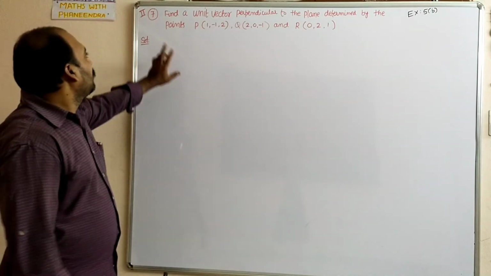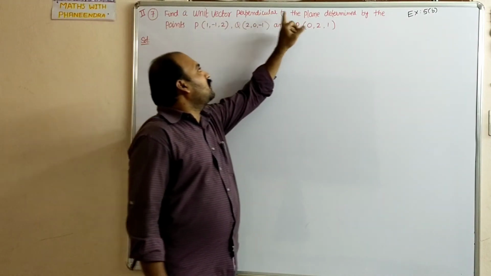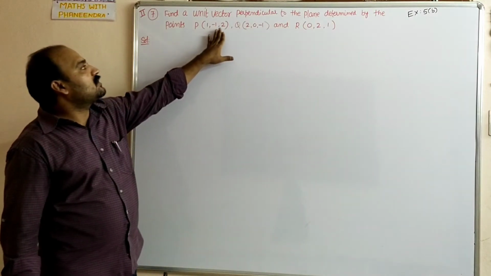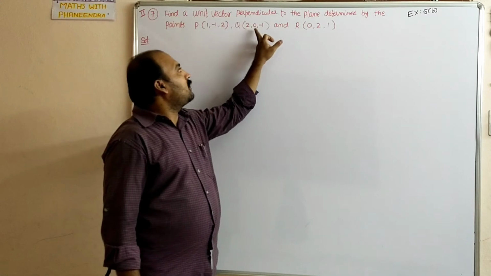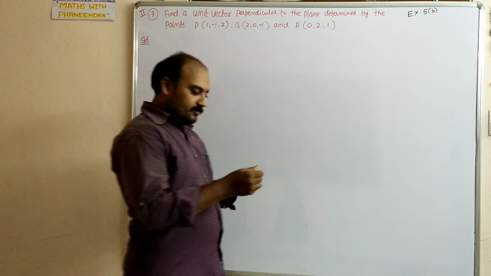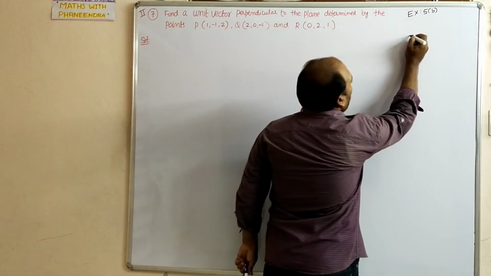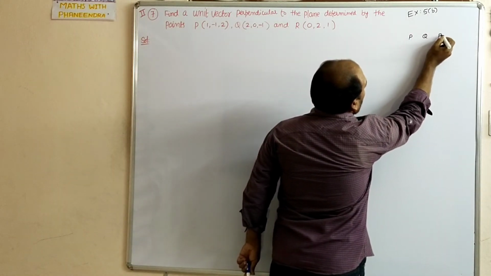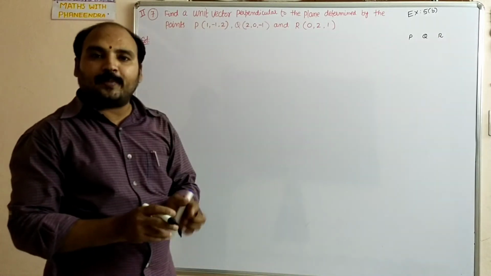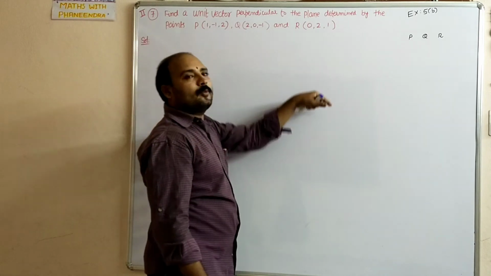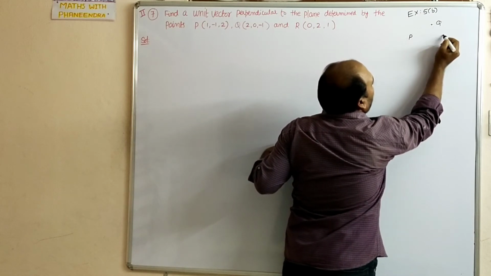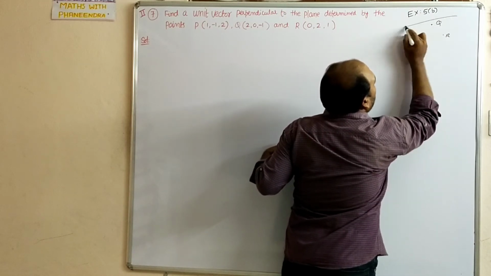The next question. Find a unit vector perpendicular to the plane determined by the points P of 1 comma minus 1 comma 2, Q of 2 comma 0 comma minus 1, R of 0 comma 2 comma 1. You remember that whenever 3 points are given like P, Q, R, the unit vector perpendicular to the plane determined by the points. These are the points which are in the plane. This is the plane.